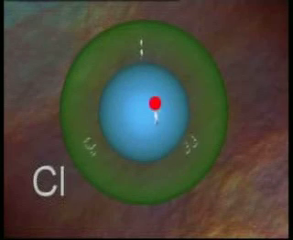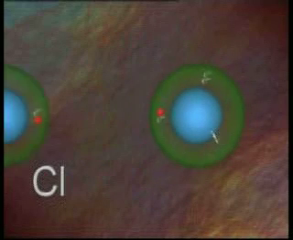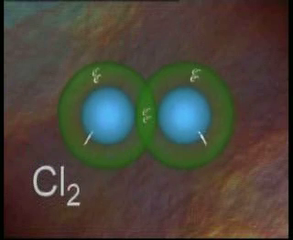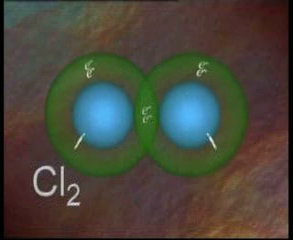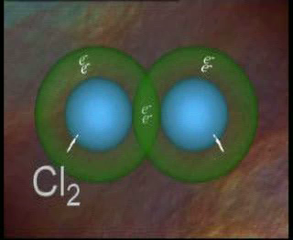Chlorine has 7 electrons in its outer shell, with room for 1 more. It will share an electron with another chlorine to form a molecule. It is a covalent bond. The electrons are shared evenly between the 2 atoms.